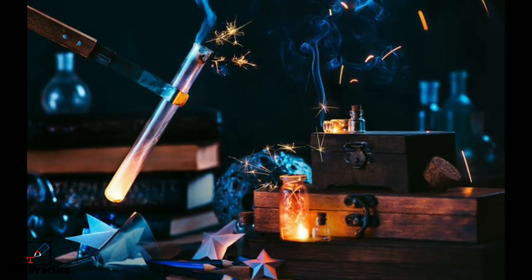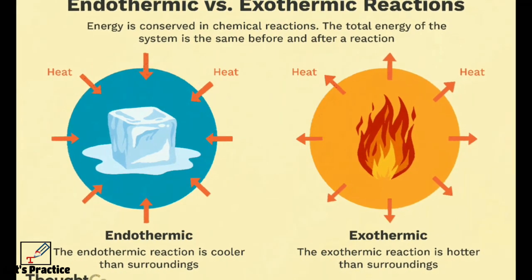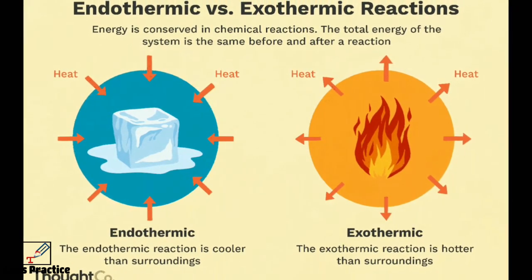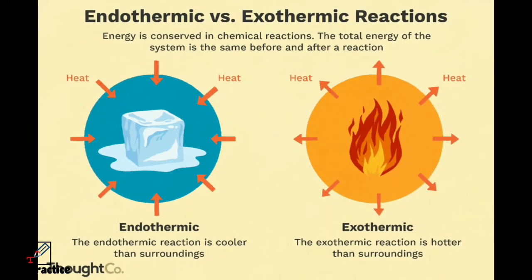Chemical reactions are generally accompanied by heat changes. A reaction in which heat is evolved is called exothermic chemical reaction. A reaction in which heat is absorbed is called endothermic chemical reaction.